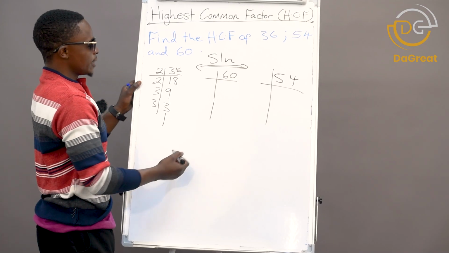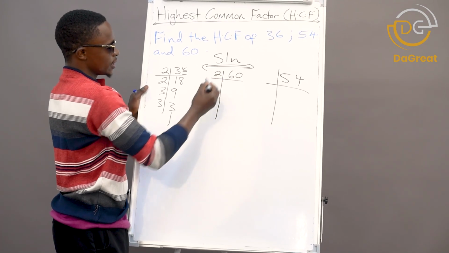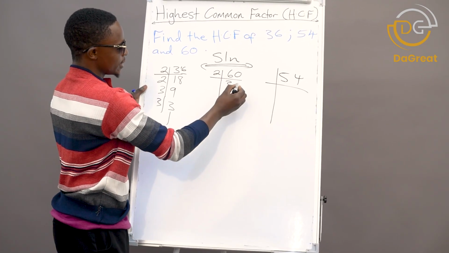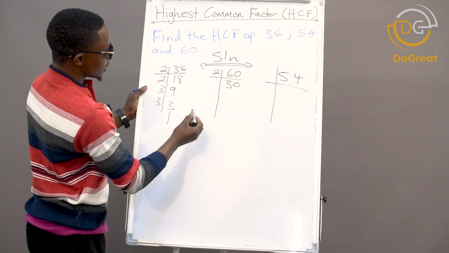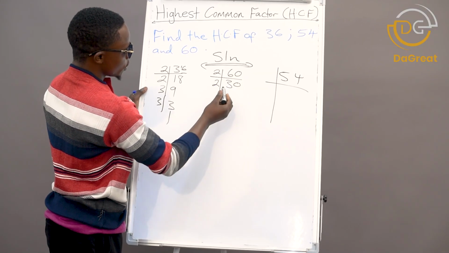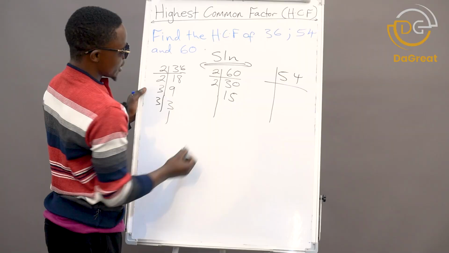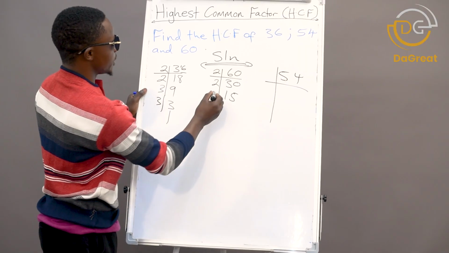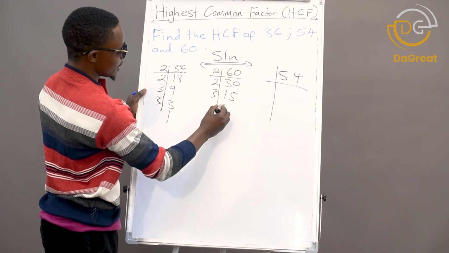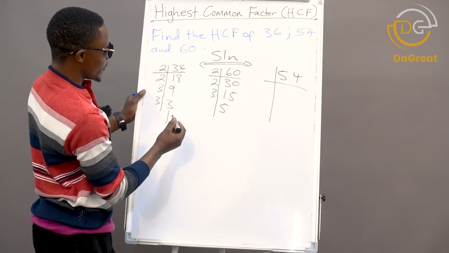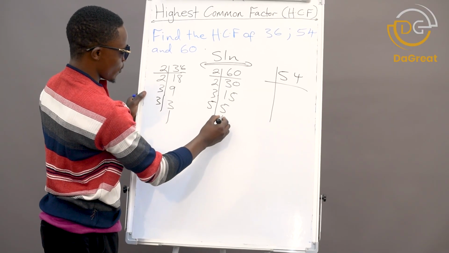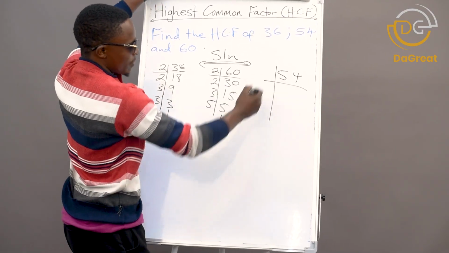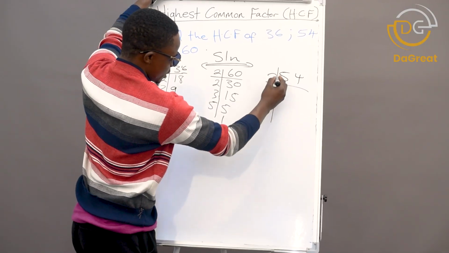Ya panapa 60, the smallest prime factor of 60 is 2. 2 into 60 is 30. The smallest prime factor of 30 is 2. 2 into 30 is 15. The smallest prime factor of 15 is 3. 3 into 15 is 5. The smallest prime factor of 5 is 5. 5 into 5, 1. Then the smallest prime factor of 54 is 2.